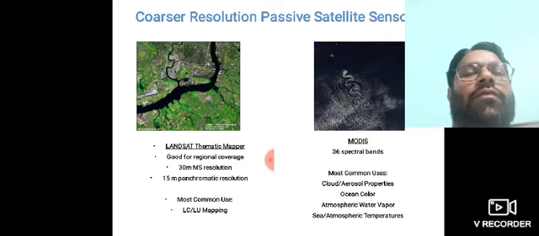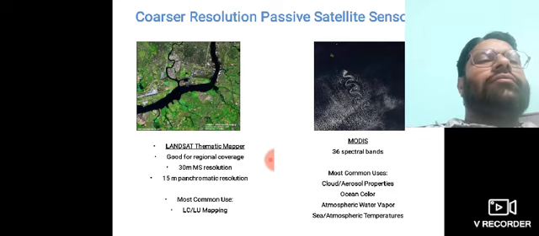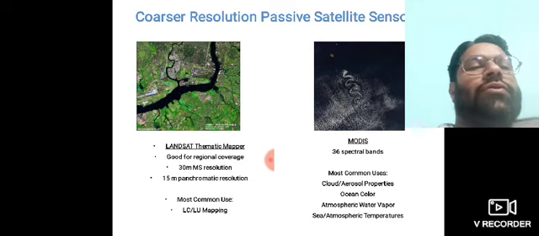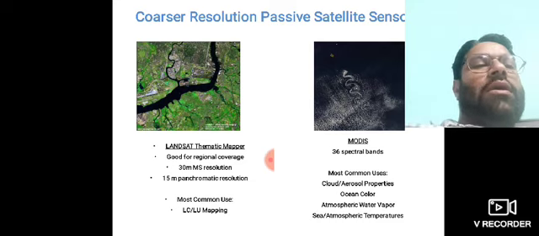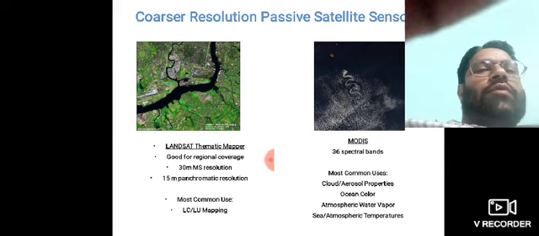Most common use of the Landsat TM is land cover mapping. MODIS is another example of coarser resolution. It generally uses 36 spectral bands, and is commonly used to study cloud and aerosol properties, ocean color, atmospheric water vapor, and atmospheric temperature.